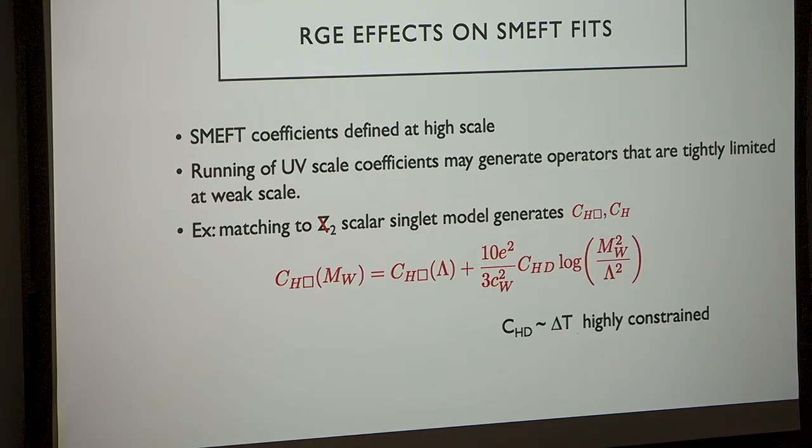Okay, so the renormalization group running actually changes the fits quite a bit. So these SMEFT coefficients are defined at the high scale, but the running of these coefficients might change the picture. Because suppose I had my singlet model that I was talking about yesterday, where I generated just 2 of these coefficients. I generate these coefficients at the high scale, but then I renormalization group evolve down to MW, and I generate a coefficient which in this case is CHD, which you should remember is essentially the T parameter. And the T parameter actually is fairly highly constrained. So even in the singlet model, which doesn't depend on the T parameter at the high scale, it does at MW through this renormalization group running.